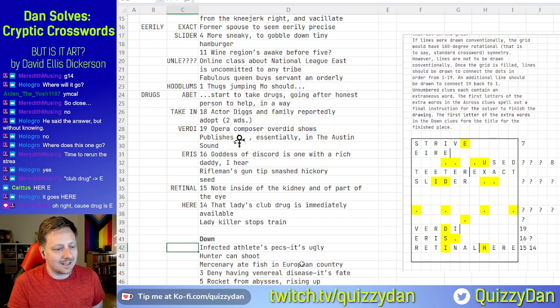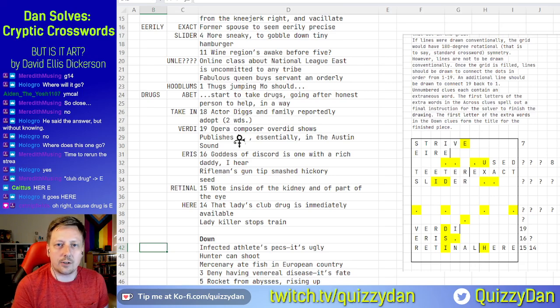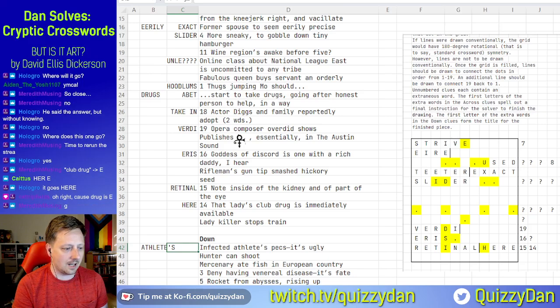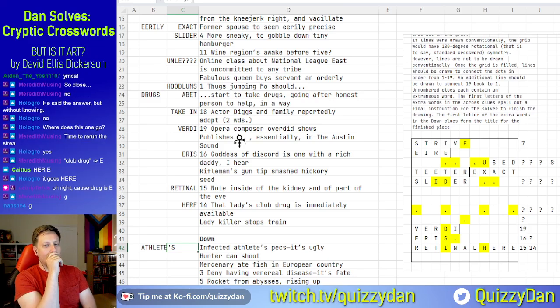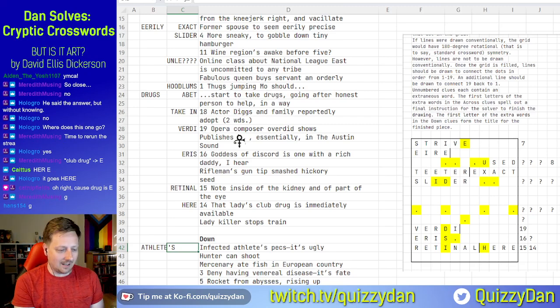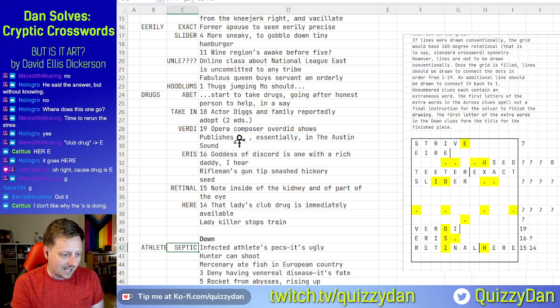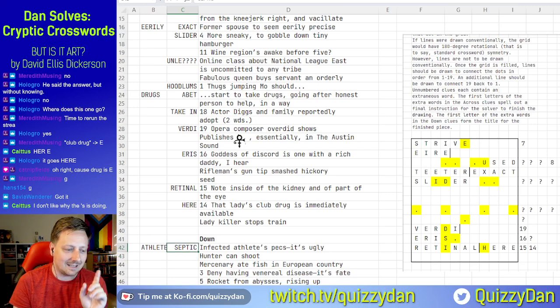Infected athlete's pecs, it's ugly. Okay, I've got this. I know the extra word, and I've got this. Some of you will get it fairly quickly, I think. I'll tell you that athletes is the extra word. And now I'm not sure. And now I don't think I've got it. It's something like septic. It's just septic. There we go. It's septic.